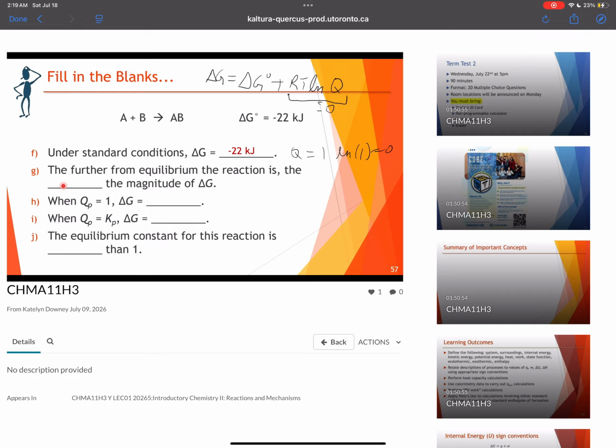The further from equilibrium the reaction is, the what? The magnitude of delta G. So if we are farther from equilibrium, is my delta G larger or smaller? If we are far from equilibrium, give me a point upwards if it's larger, give me a point downwards if it's smaller. Okay, the fingers I'm seeing are pointing up, that's right. If we are far from equilibrium, our delta G is going to be bigger.